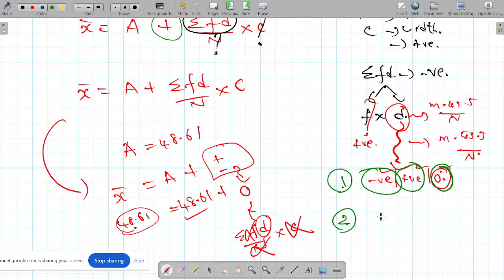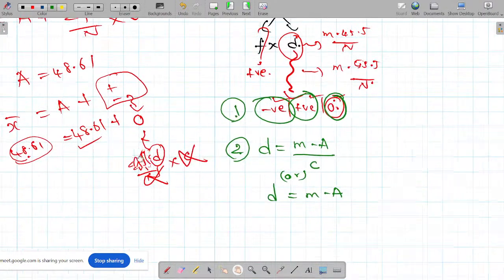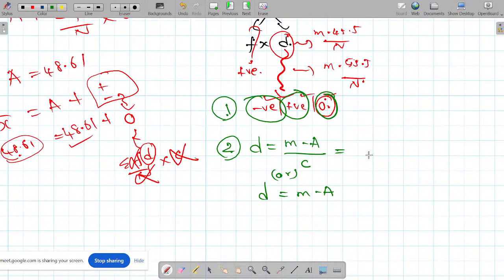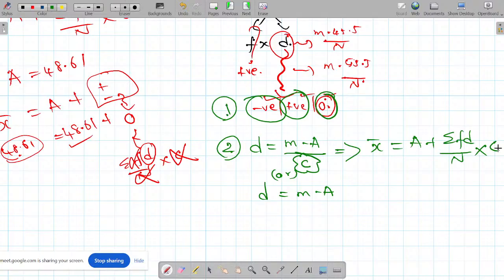Second point, how the deviation can be taken. D can be taken as m minus a divided by c. What is c? Width of the class interval. Or you can directly take d is equal to m minus a. If you take d is equal to m minus a divided by c, then the formula will have an impact, where it will be a plus summation fd by n, because you have divided by c throughout, you have to multiply. In case you take d is equal to m minus a alone, then x bar will be equal to a plus summation fd by n alone. You will not multiply by c. Please make a note, okay?